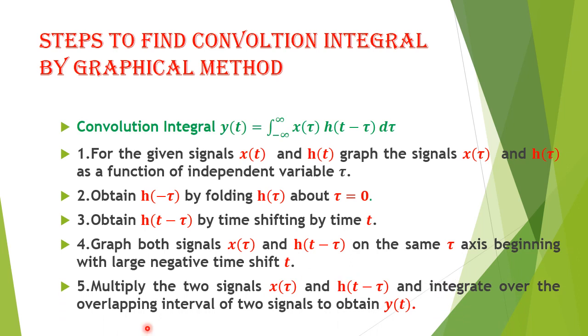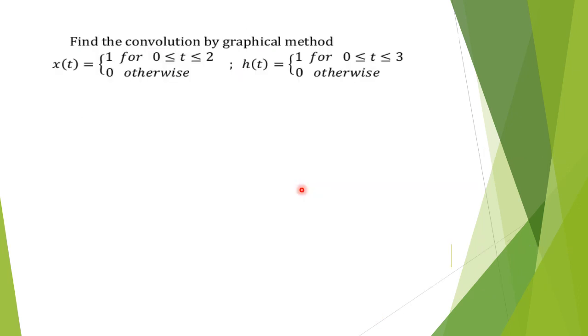Then the next step is to multiply the two signals x of tau and h of t minus tau and integrate over the overlapping interval of the two signals to obtain y of t. So these are the simple steps used for solving the convolution integral problem by graphical method. So let us solve a problem.